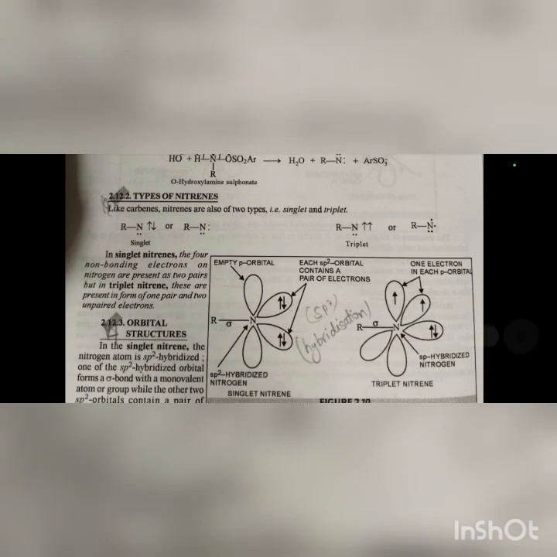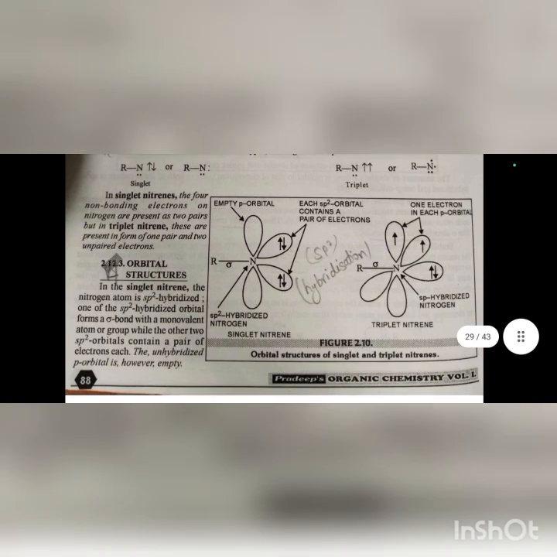Types of nitrenes. Like carbenes, nitrenes are also of two types, singlet and triplet. In singlet nitrenes, the four non-bonding electrons on nitrogen are present in two pairs, but in triplet, these are present in the form of one pair and two unpaired electrons. For better understanding, see figure 2.10.